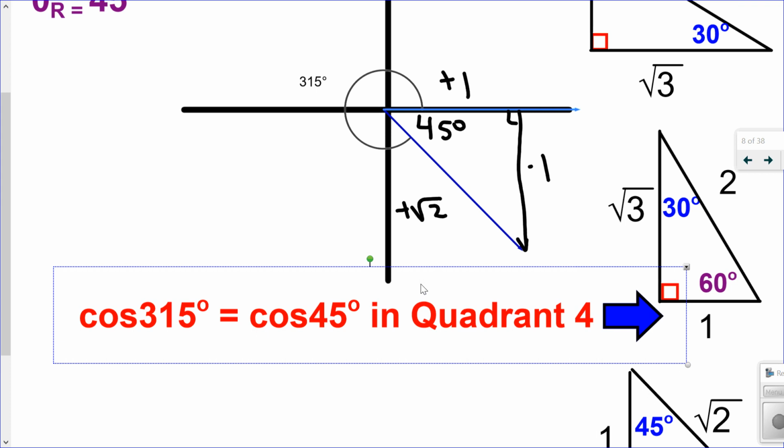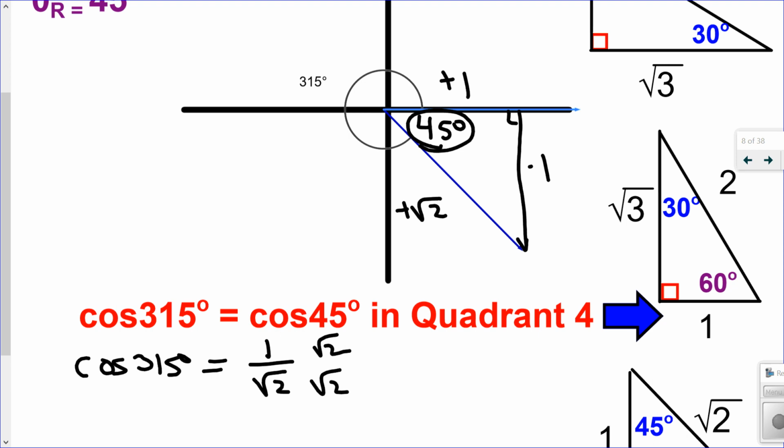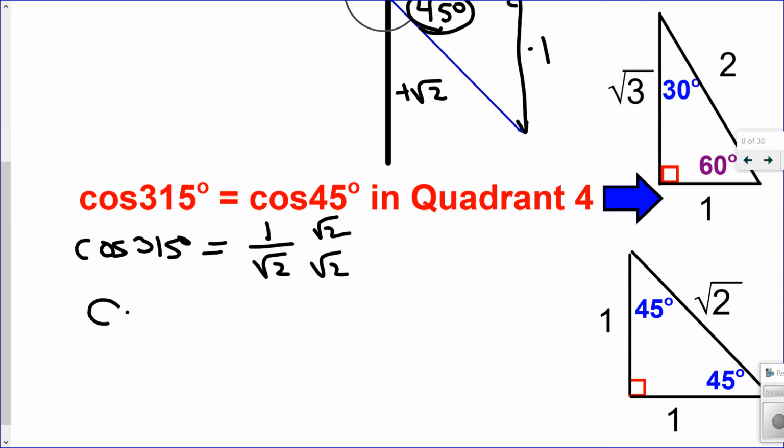Cosine of 315 degrees is the same as cosine of 45 in quadrant 4. Let's write that out. So cosine of 315 degrees is equal to cosine of 45 in quadrant 4. Looking at my 45 degree reference angle, I'm looking at this one here because it's always the reference angle with the x-axis. So I'm going to have adjacent over hypotenuse. But I need to rationalize my denominator, so multiply top and bottom by root 2. Then cosine of 315 degrees is equal to root 2 over root 2 times root 2.